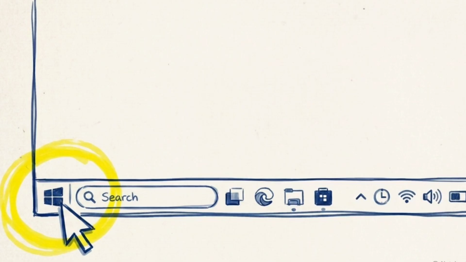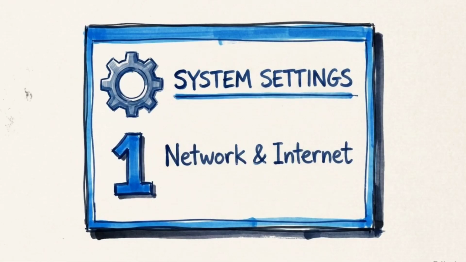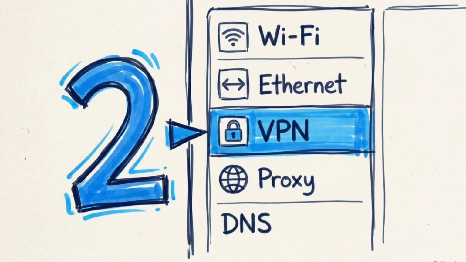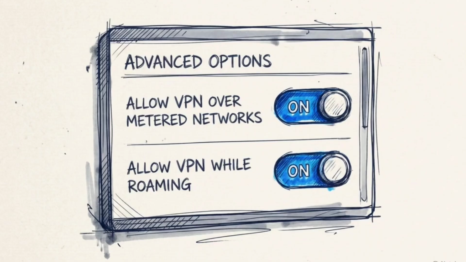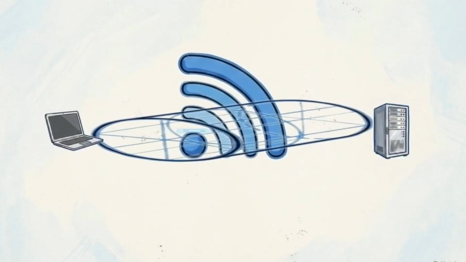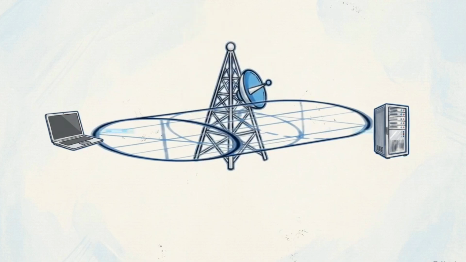Step 1 is navigating to your settings. Click your Windows Start icon, select the Settings gear, and go to the Network and Internet menu. From the sidebar, click VPN. In the Advanced Options menu, make sure to toggle on Allow VPN over metered networks and Allow VPN while roaming. This ensures your tunnel remains active even if your network environment shifts.